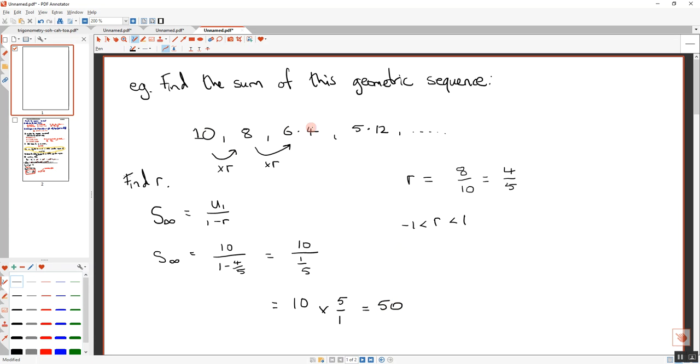If I add up 10 plus 8 plus 6.4 plus 5.12, and keep going on forever and ever, it will give me the value of 50. Now, if you put this into your calculator and you keep going, you will get up to 49.99999 and so on, and it will keep getting closer and closer to 50. But if you actually did it in the calculator, you won't ever get there. Theoretically, you can work out what the sum of the sequence is, but practically, if you were to sit and do it with a calculator, you would never reach it.